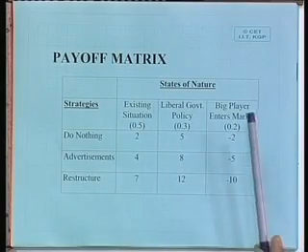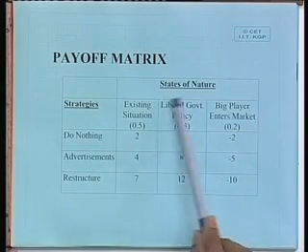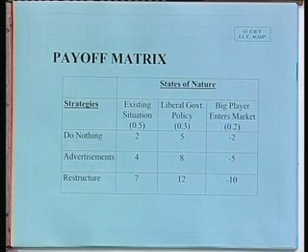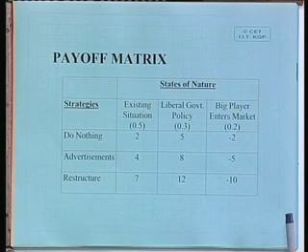See, what is happening in a payoff matrix? There are two kinds of things. One is known as the states of nature. The states of nature are essentially those situations in a decision context on which you do not have a control. Is it all right? Those kind of things on which you do not have a control. For example, the states of nature would be whether the existing situation will continue, or the government policy will be liberal, or some big player would enter the market. It is beyond your control.